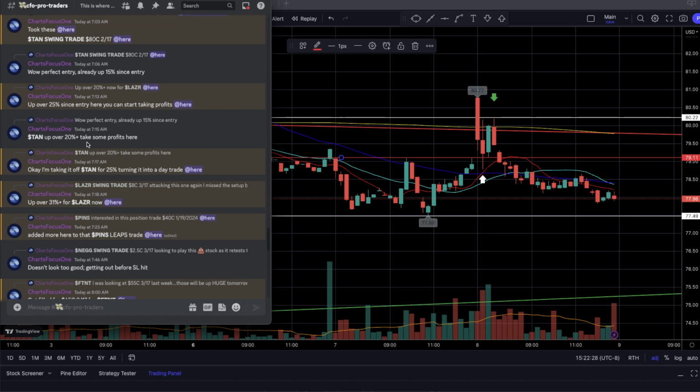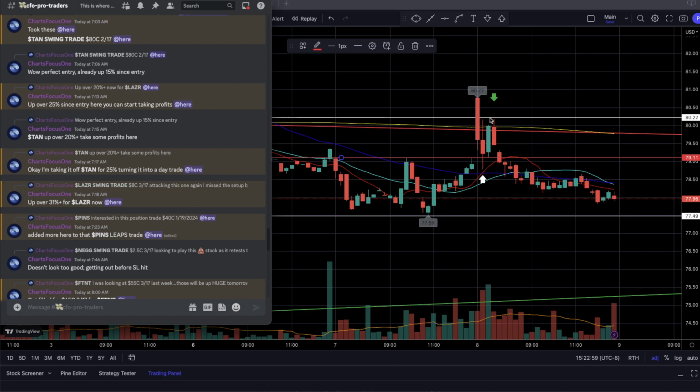And I told my members to take some profits. Why? Because we're starting to get very close to the 200 SMA on the 15-minute time frame. And guess what? The 200 SMA was also sitting very close to that $80 level of resistance. And remember, guys, the $80 level of resistance has heavy sellers, as we've seen on other daily candlesticks as well.